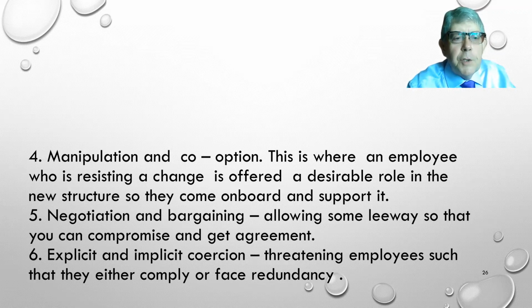Number 5, negotiation and bargaining, allowing some leeway so that you can compromise and get agreement. Finally, number 6, explicit and implicit coercion. This is about threatening employees such that they either comply or face redundancy.